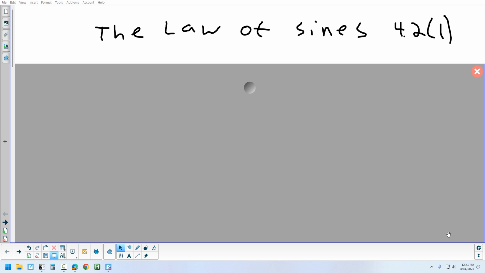All right, so this week we're going to take a look at two formulas. The first one is law of sines. The second one is law of cosines. Both of the formulas are used to figure out the sides and angles in a triangle. Now we've done that before.